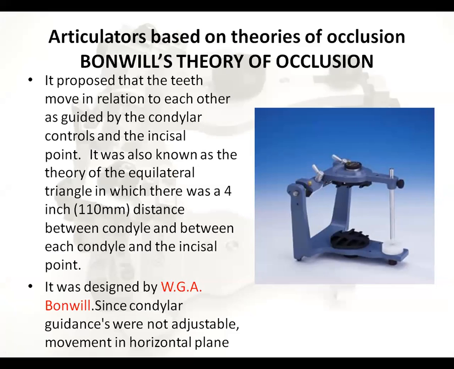Basically, this proposes that the teeth move in relation to each other, guided by the condylar controls, okay, and the incisor point. So basically, it is known as the theory of the equilateral triangle, which has a 4-inch distance between the condyle and the incisor point. So these are the condyles of your articulator, and this is the incisor point. So we have a triangle which has a 4-inch distance between each condyle and the incisor point. It was given by Bonwill. We cannot adjust the condylar guidance in this part. Okay. So it is a non-adjustable articulator, and movement can basically be done in the horizontal plane.